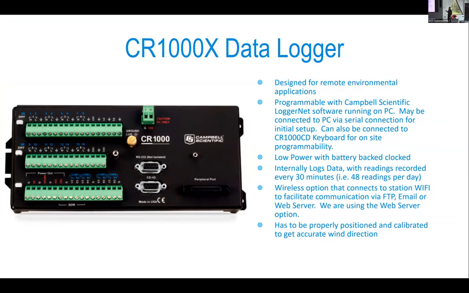There's an option on it to connect to our Wi-Fi network at the station. And it also has to be properly positioned and calibrated. So actually, we initially had a problem where the sensor wasn't positioned correctly, so we had to go through and correct the data to get the correct wind directions.